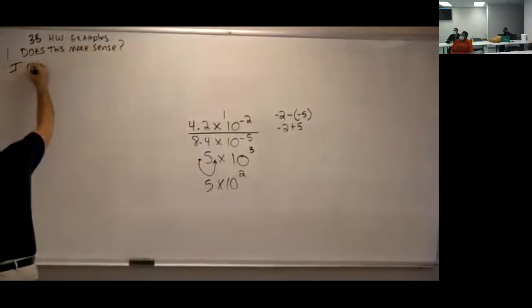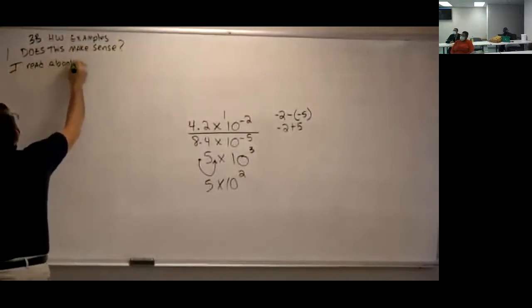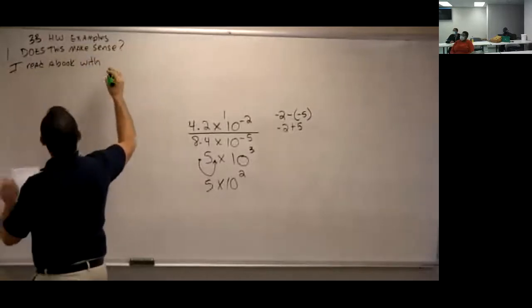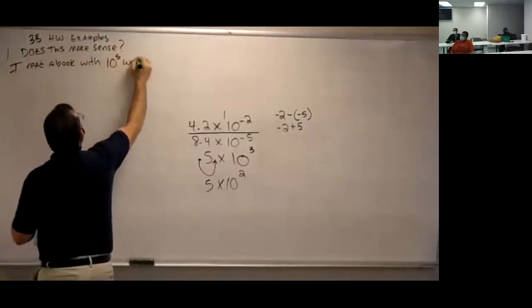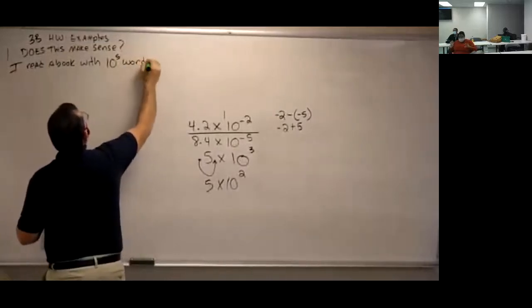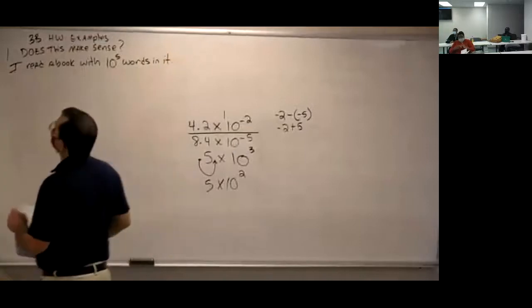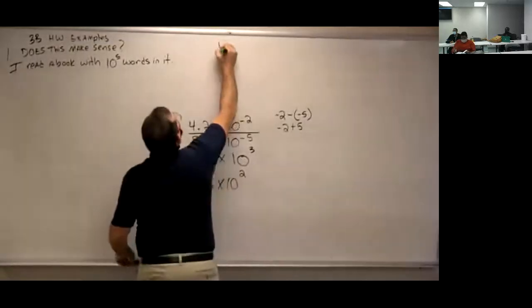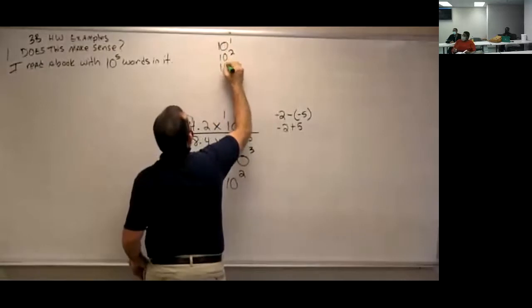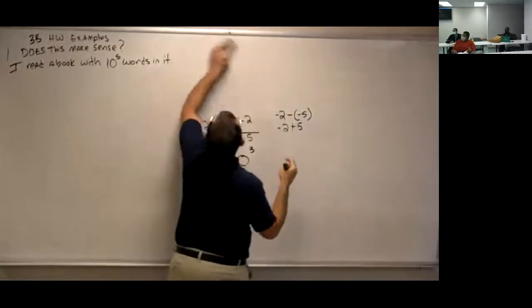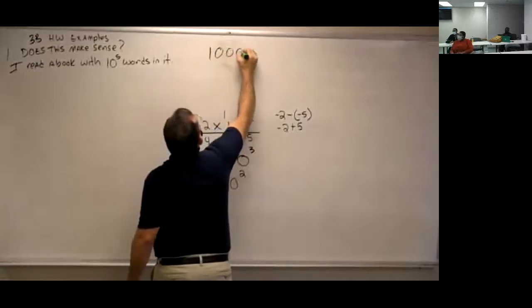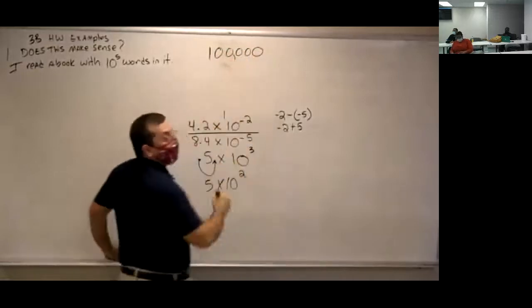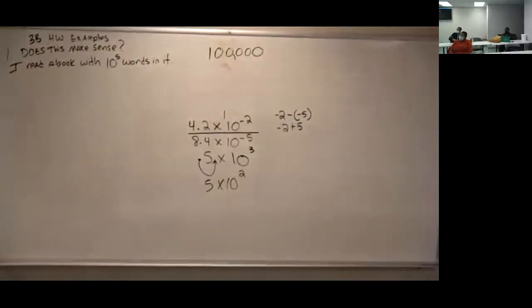I read a book with 10 to the 5th words in it. So the question would be, are there books out there with 10 to the 5th words? So what was 10 to the 5th? I'm just going to go to the shortcut here. 10 to the 5th would be a 1 with 5 zeros. So not 10,000, but 100,000.